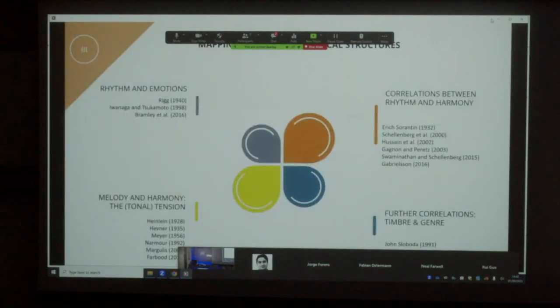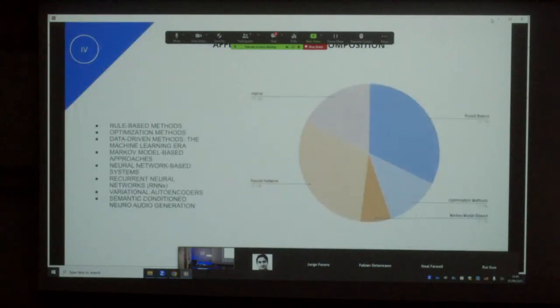Once the emotional framework is established, researchers can explore how different structural music elements relate to the emotional experience. In this context, studies have consistently demonstrated that various musical properties, including rhythm, melody, harmony, and timbre, play a significant role in shaping our emotional response to music.